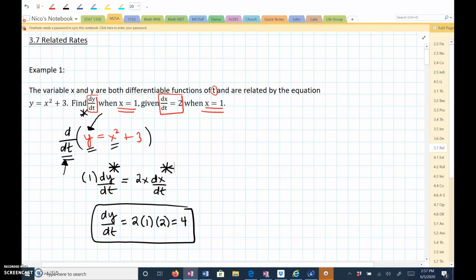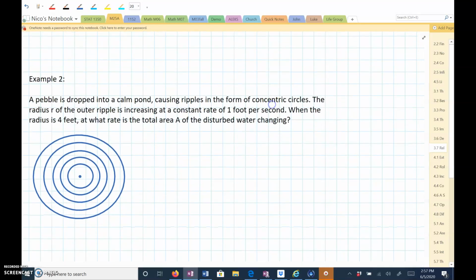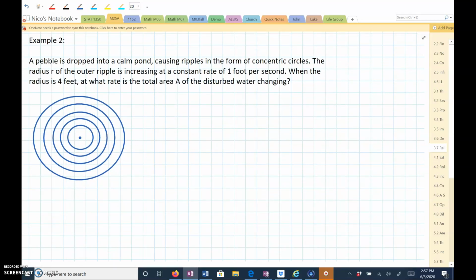Alright, so let's do another one. Example 2: a pebble is dropped into a calm pond, causing ripples in the form of concentric circles. The radius r of the outer ripple is increasing at a constant rate of 1 foot per second. When the radius is 4 feet, at what rate is the total area of the disturbed water changing? So here's a picture of what's happening. You're dropping a pebble into the pond and you're getting these concentric circles.